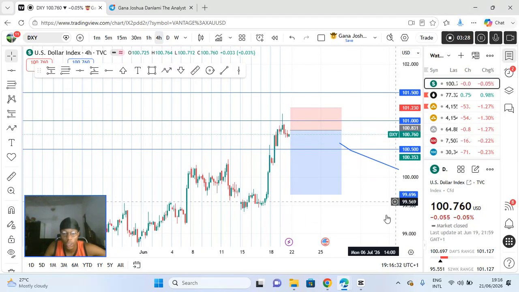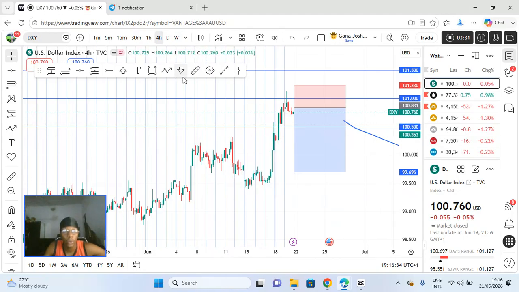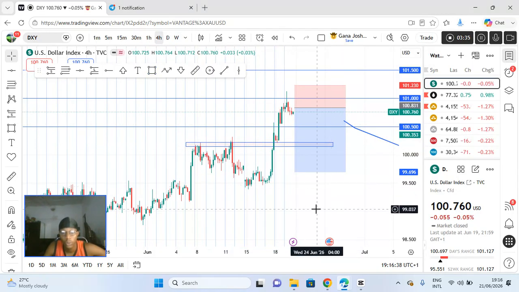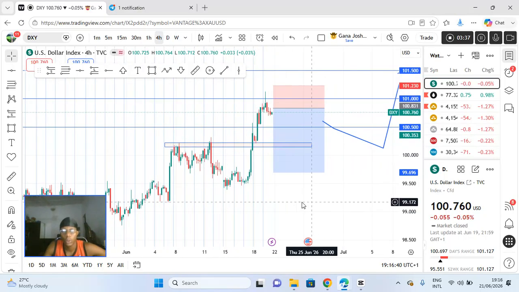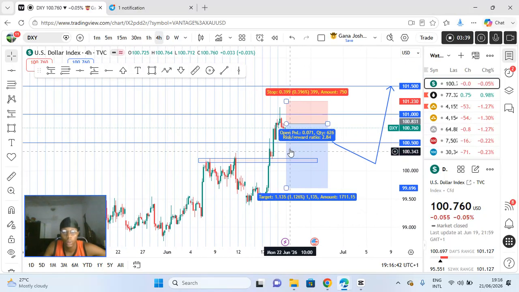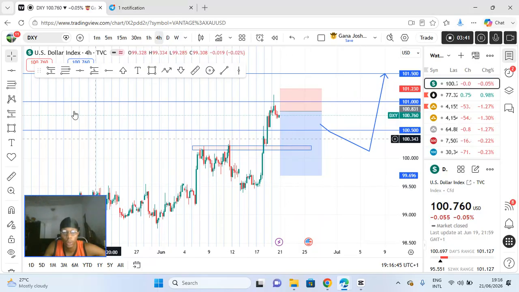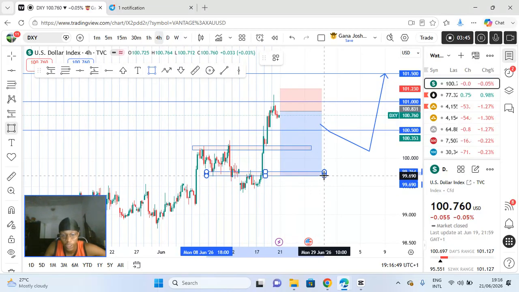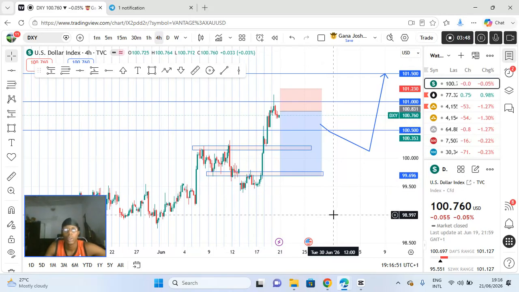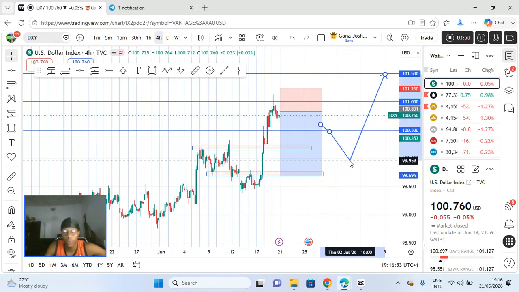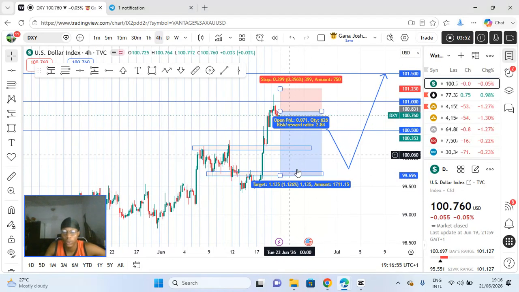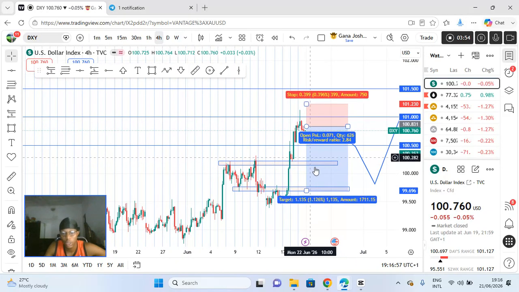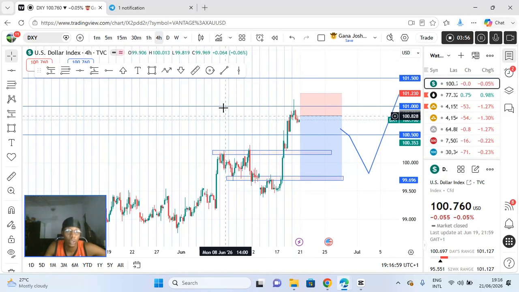So with that being said, it's a question of whether it's going to come and test this support level here and continue to the upside, or maybe this support level. That's if the bearish momentum is that strong, it could come to this level. So just be on the lookout. It depends on how price reacts at these levels. That's going to give us that guide.